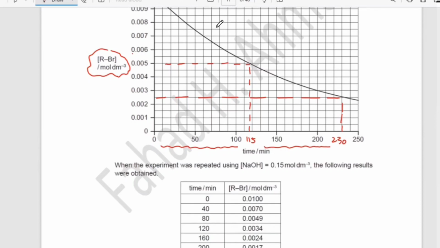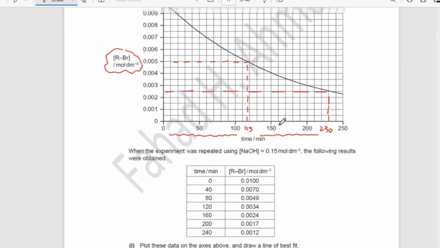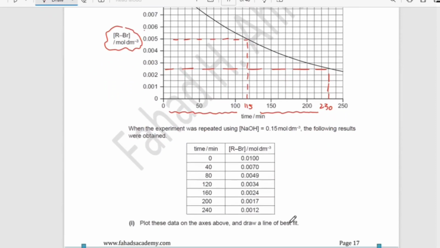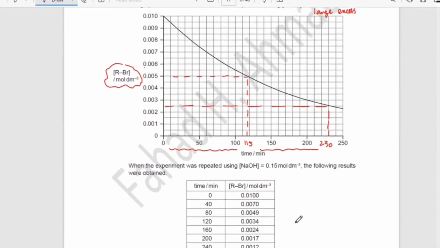So I'm going to plot these results on this. He plotted these data on the axis and drew a line of best fit. So we're going to do that. At 0 it's 0.0, so the starting point is the same. At 0 it's 0.010.